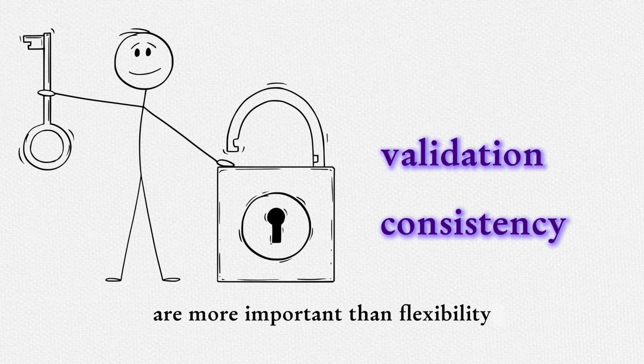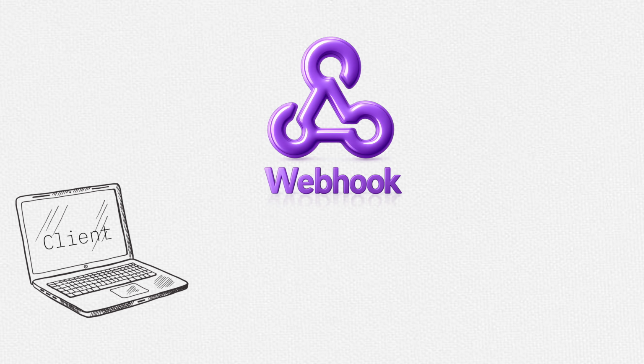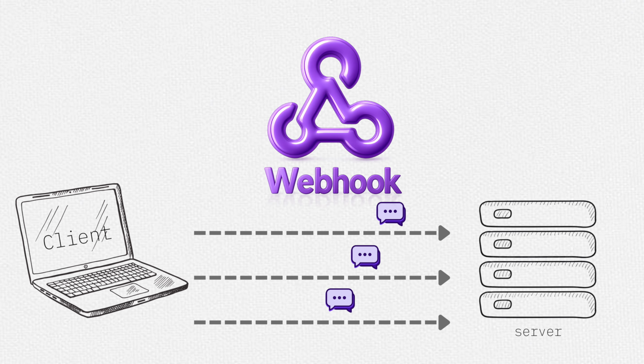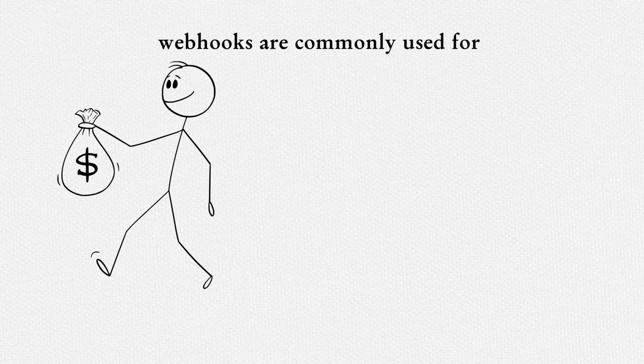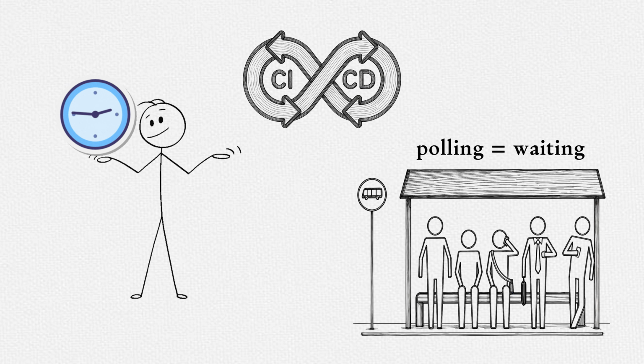Webhooks work very differently from most APIs. Instead of your application constantly asking the server if something happened, webhooks allow the server to notify your system automatically. It's like telling someone, "Call me when the payment is done." Webhooks are commonly used for payment confirmations, order updates, and CI/CD pipelines because they enable real-time reactions without constant polling.